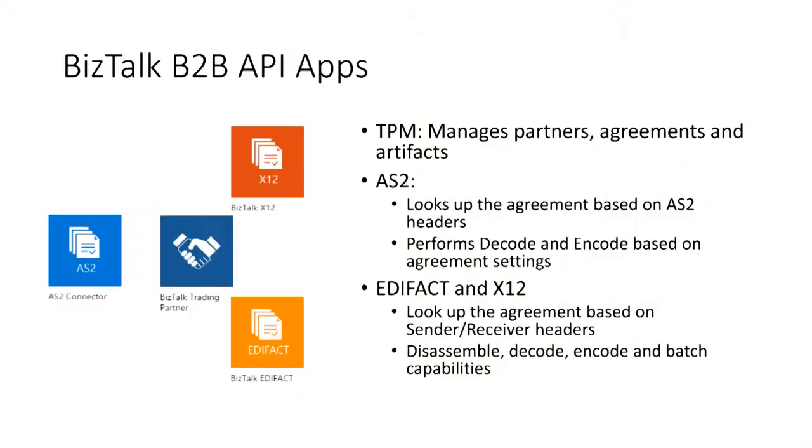What the AS2 does is it looks up the headers of the AS2 message and then resolves which agreement would apply to that particular incoming AS2 message, and it can perform decode and encode of that message based on how your agreement's configured. Similarly, the Edifact and X12 parse the headers of the payload that was passed to them, figure out the sender and receiver, and then look up the agreement based on that. Then they can disassemble and decode the message, or encode the message if you had, and batch it out to send it out, right?